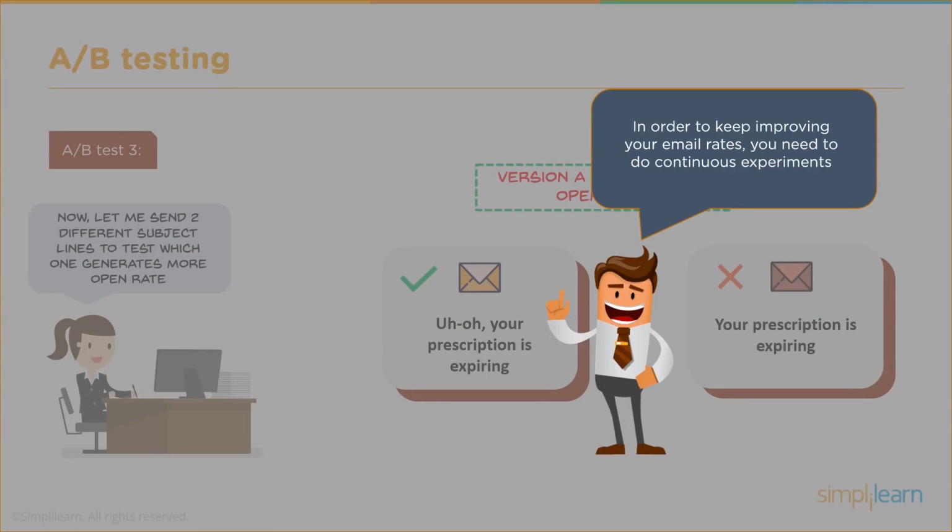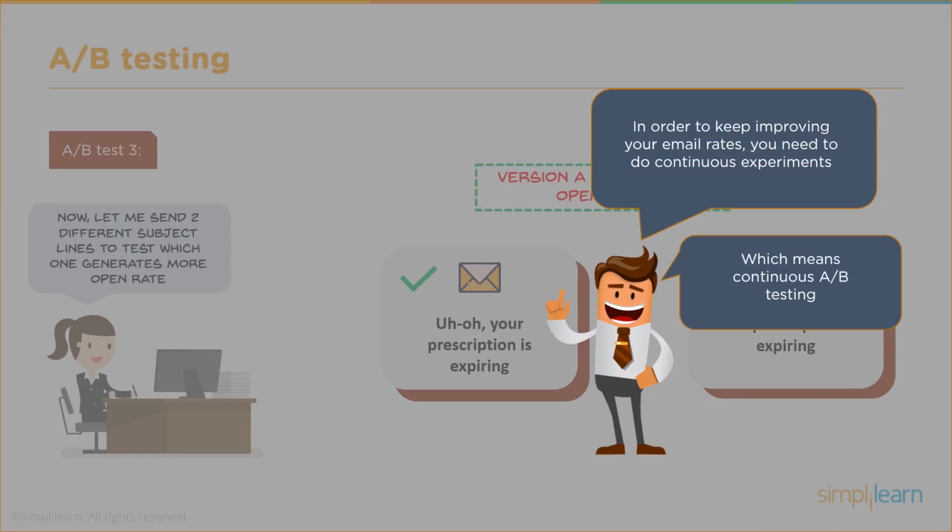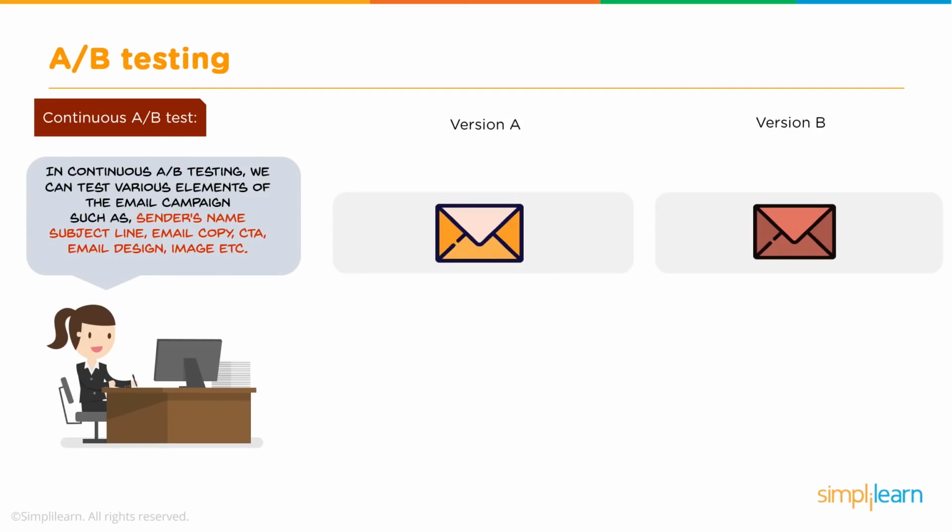So in order to keep improving those open rates, you should always do subject line testing. Always. Because one subject line is always going to have a better open rate than the other. So always do A/B testing when it comes to subject lines and email content for that matter. Okay. So we're always going to do continuous A/B testing. So with continuous A/B testing, we can test various elements of the email campaign. So you can always test the sender's name, the subject line, the copy, the call to action, the design, the imagery. There's a lot of different elements you can test with emails.